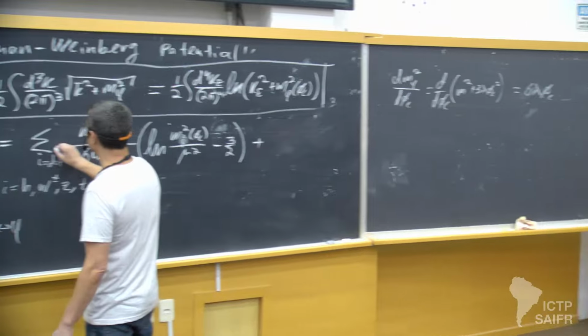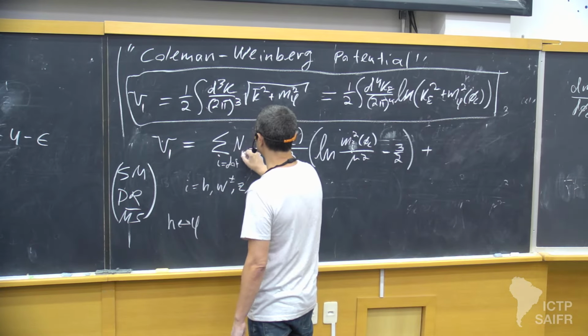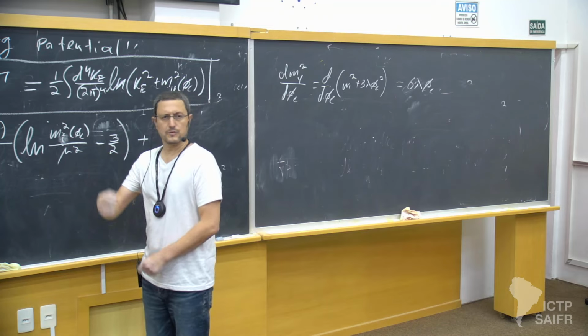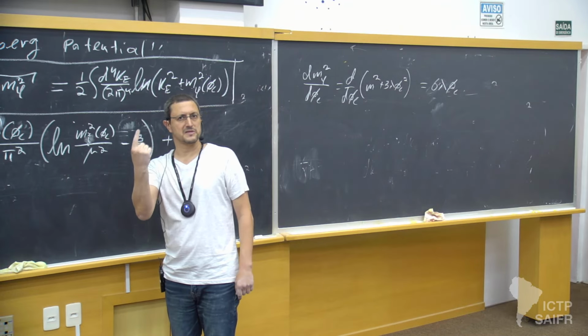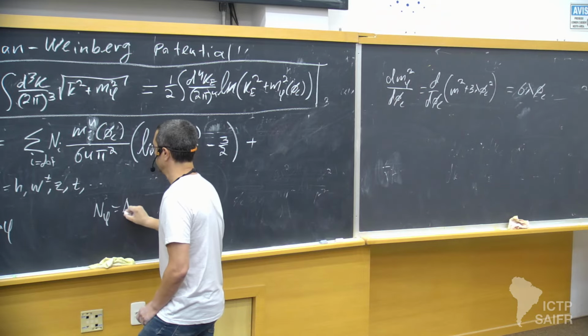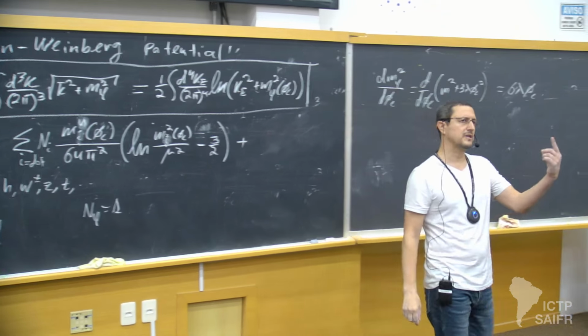What is important is that in front here, there will be a number of degrees of freedom, N_i. For our calculation, there was one real degree of freedom. It was phi. So N_phi is equal to 1 for one real scalar field.